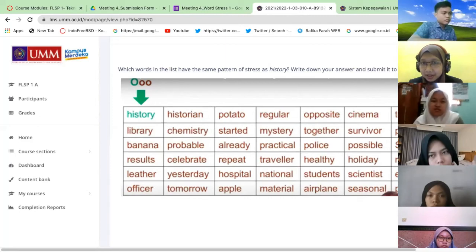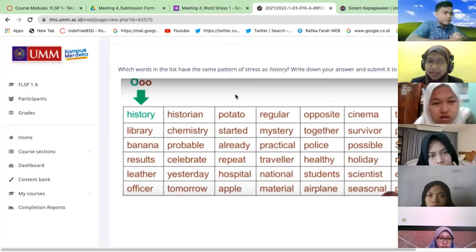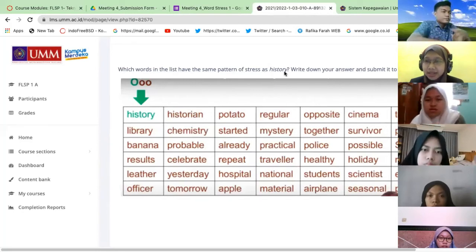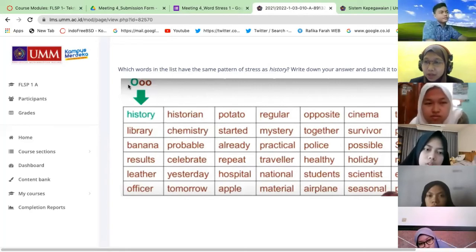Okay. How about if a word has 4 syllables, where does the stress go? Like this. The question is, which words in the list have the same pattern of stress as history? History, where is the stress? In the first syllable. Yes. So your task is to find words here, listed here, which have the same stress as the word history.